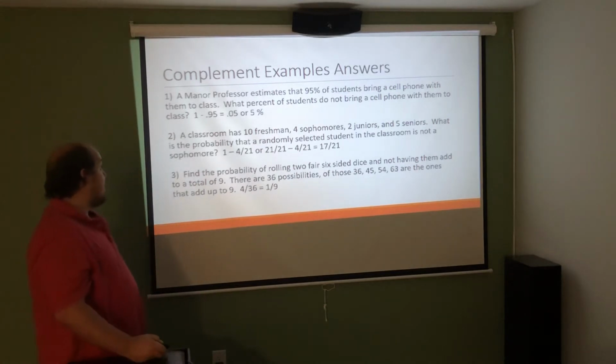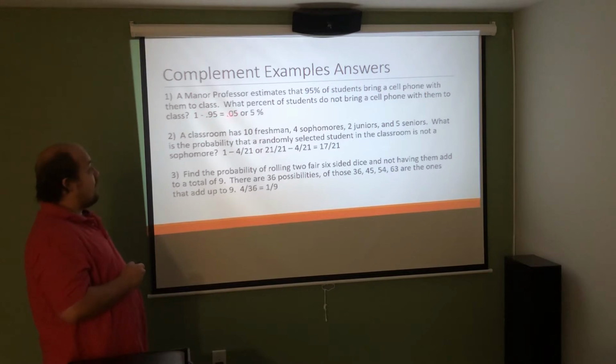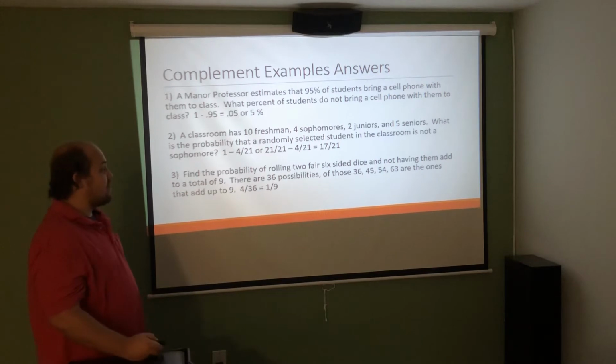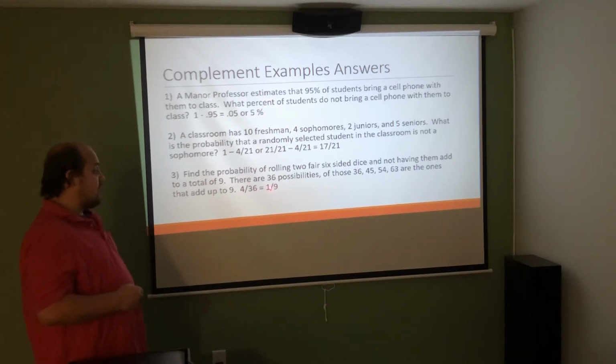So here it's showing that if we're trying to do the percent of students, it's 1 minus 0.95 or 0.05 or 5% that don't bring the cell phone. 1 minus 4 out of 21 becomes 21 out of 21 minus 4 out of 21, or 17 out of 21 students that were not sophomores. Finally, 4 out of 36 becomes 1/9 for the possibility that you roll one of these 4 ways of getting a 9.